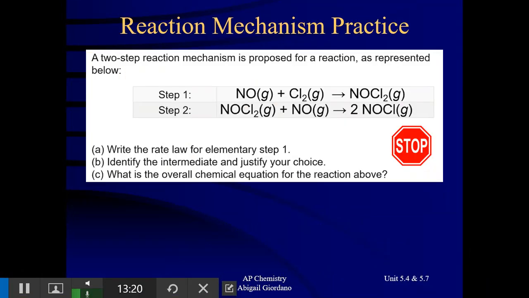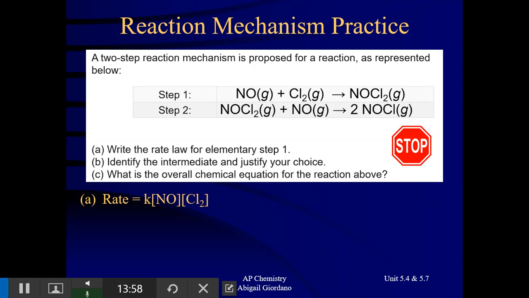Okay, so let's look at a sample problem here. I want you to read through it, pause the video, and see how you do. All right, so we were given a reaction mechanism that has 2 elementary steps, and part A says write the rate law for elementary step 1. Remember, since it's an elementary step, I can just use the coefficients. So my rate law is going to look just like that. Both reactants had a coefficient of 1, so they each get an exponent of 1.